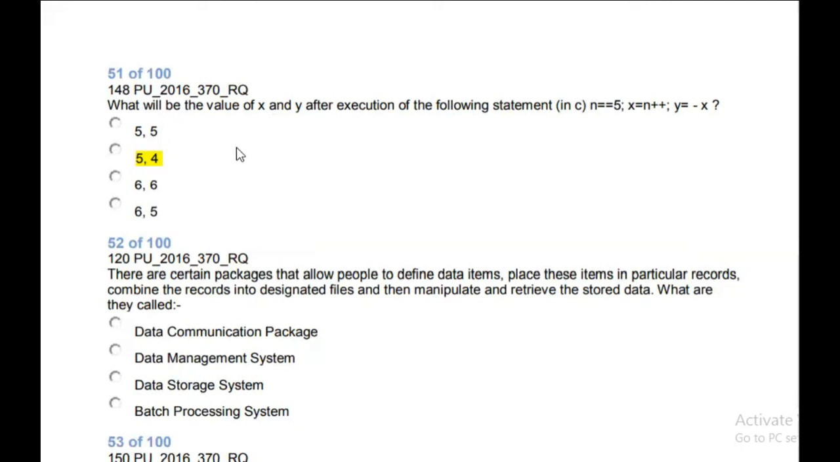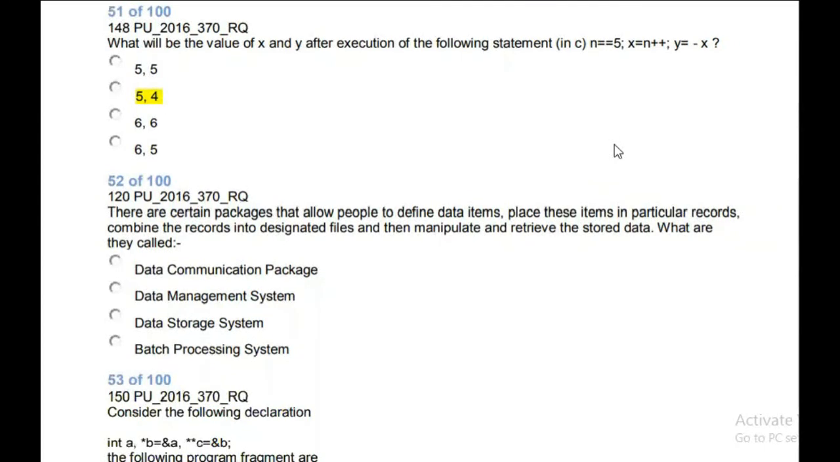If we put the increment or decrement operator before the value, it first decrements or increments the value, and then it is assigned to the variable. But if the operator is after the value, the value is first assigned to the variable and then the increment or decrement operation is performed. So option B is correct, 5 and 4.